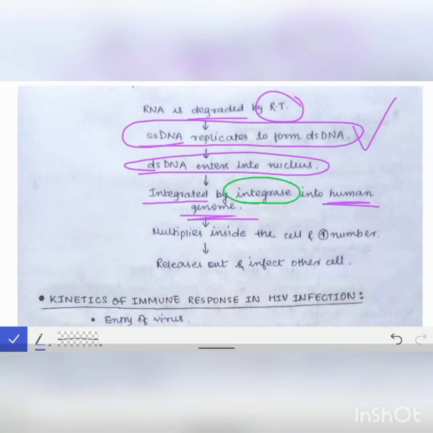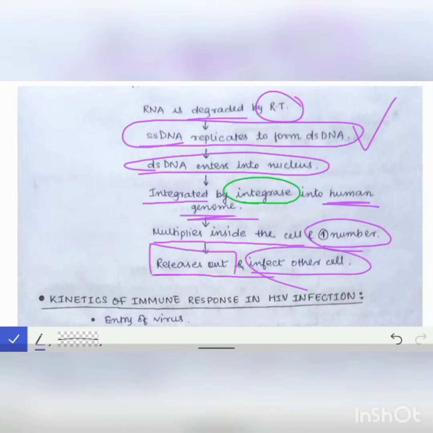And now with each cell division, with each replication of the DNA in the host cell, the viral DNA will also get multiplied. So what will happen? As it multiplies inside the cell, the number of the genome of the virus will also increase, and thereafter the biosynthesis of all the enzymes also occurs, and then the virus is released out and then infects the other cells.